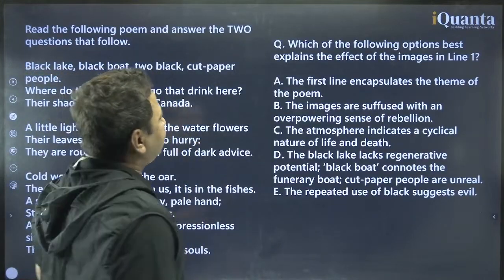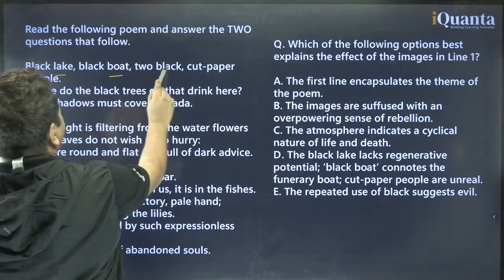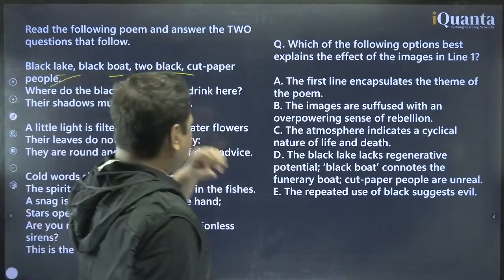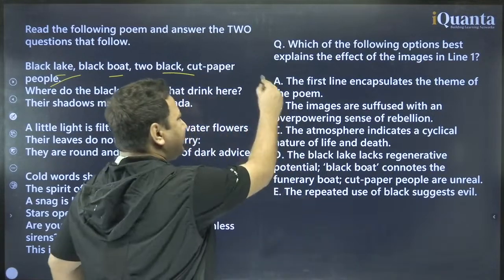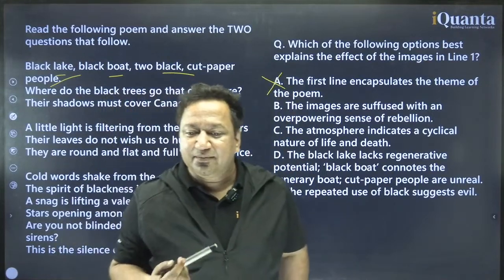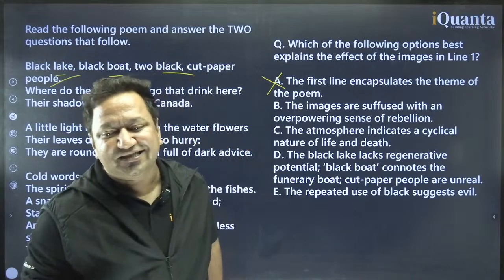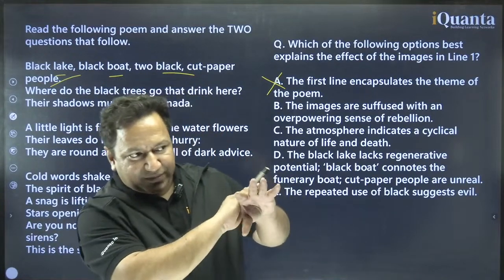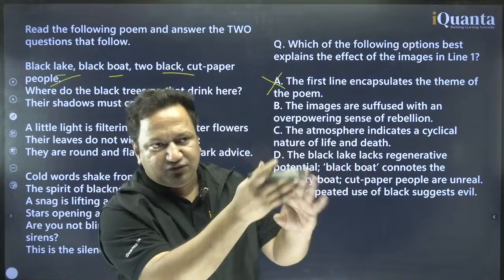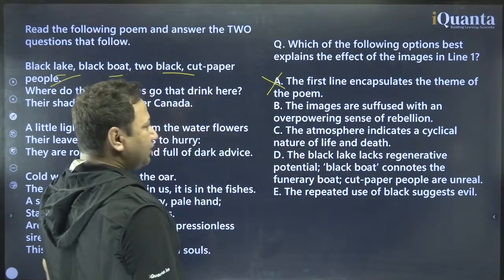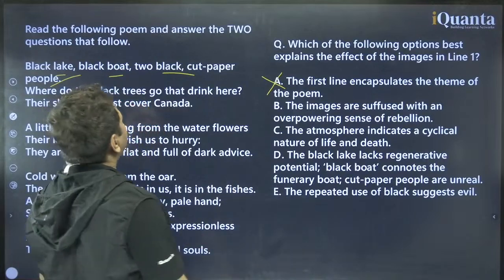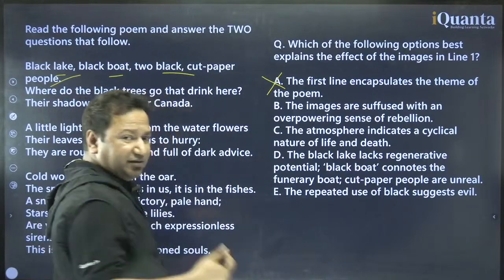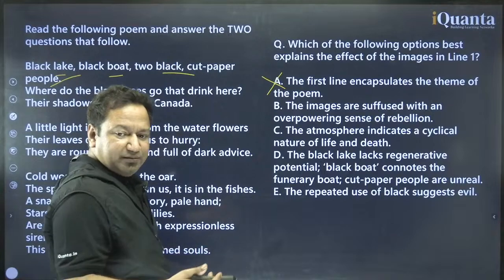Images in the first line: black lake, black boat, two black cut paper people. Option: the first line encapsulates the theme of the poem. Is that so? Not really. The theme of the poem is sadness and depression, and a lot of other things. The first line is not encapsulating it, it's just creating a setting, a visual, an imagery. Option: the images are suffused with an overpowering sense of rebellion, or rebelling, going against. Not really.